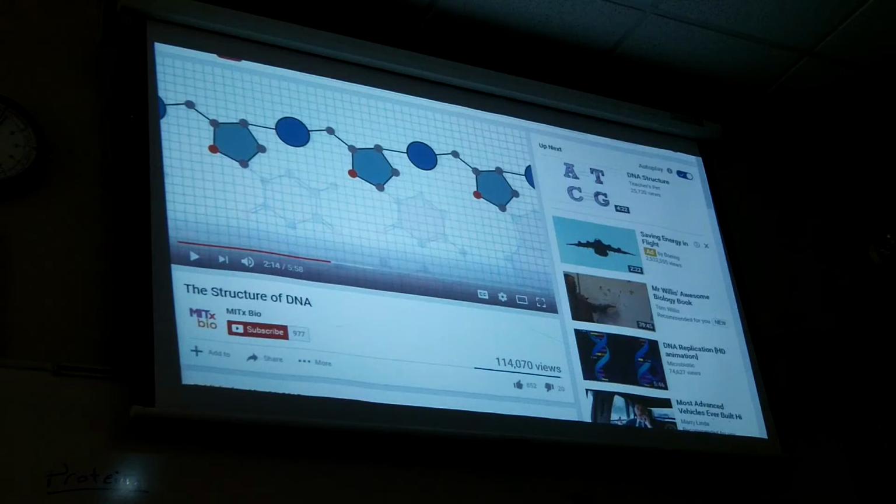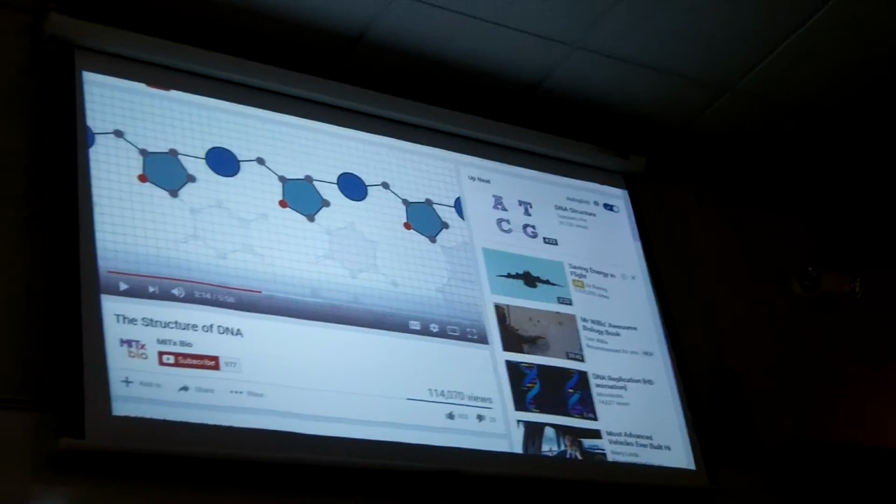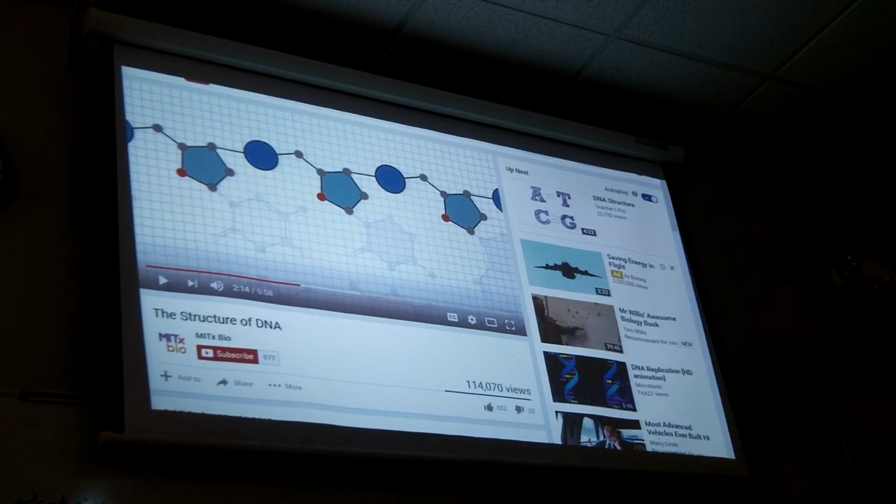So, your homework is to read chapter 8 on nucleic acids, and then what we're going to do tomorrow is build some of these in the lab with our molecular models.